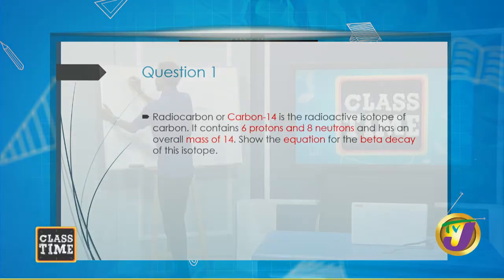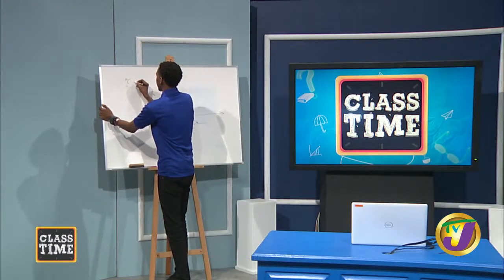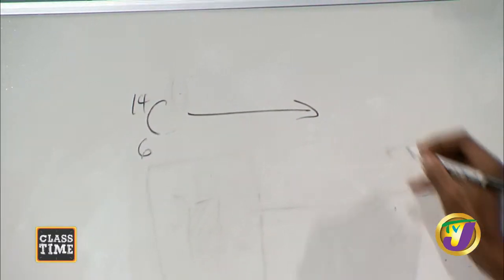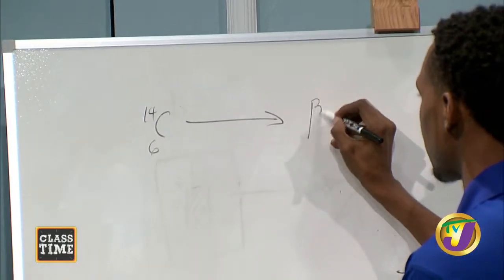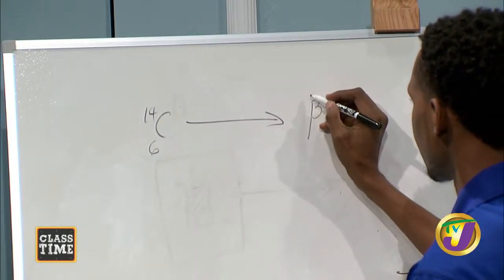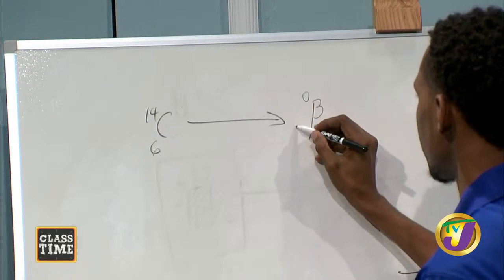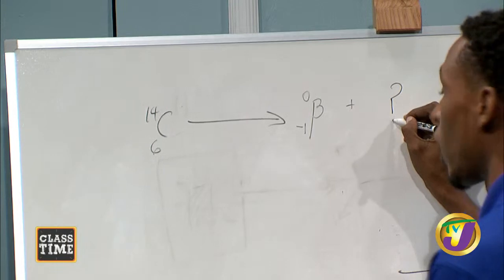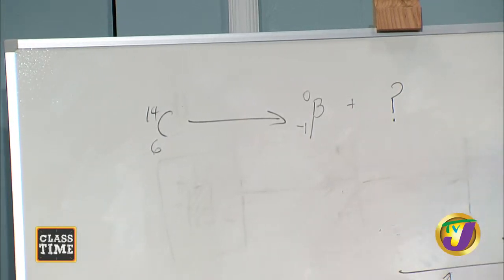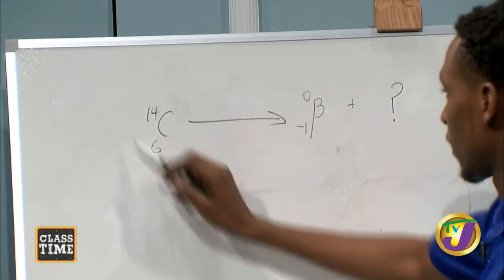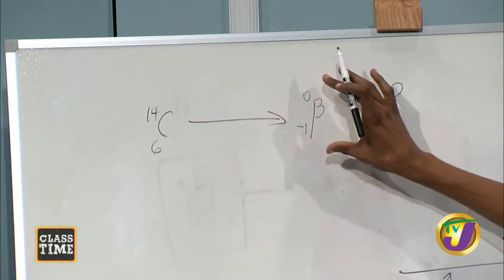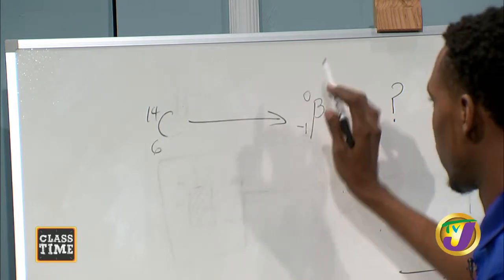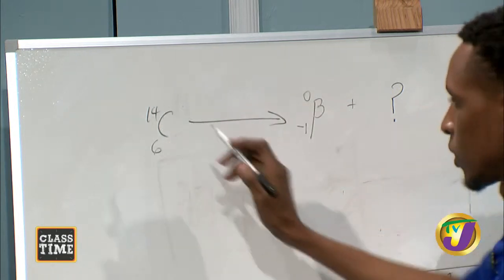So we know that carbon-14 is written like this. The mass number is 14, the atomic number is 6, and we said it lost a beta particle. And a beta particle has a mass of 0 and a charge of -1. And then it goes on to form something, a daughter nucleus, that we don't know what it is. So, since carbon-14 lost this, it would make sense to subtract the values.